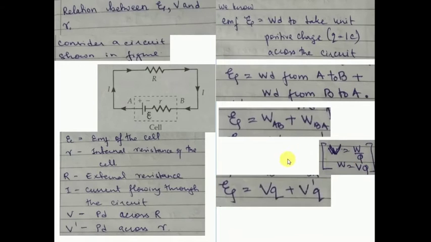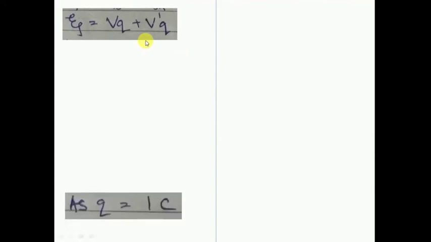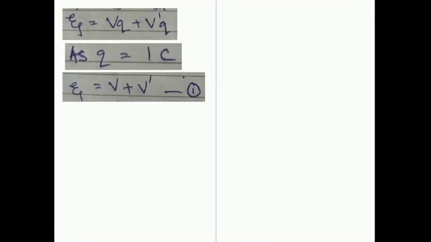So instead of W_AB and W_BA, I can write VQ and V'Q, as we have already assumed that potential across R is V and potential across small r is V'. Next, this is the last equation. From the definition, EMF is the work done in taking a unit positive charge, that is Q is 1 coulomb. So if you put Q equal to 1, then you will get E is equal to V plus V'.